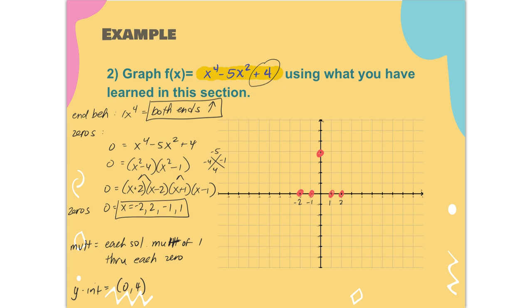So now I'm ready to come up with a close sketch of what this is going to look like. Remember, my ends both go up, and I'm going to go through each point. So I'm going to go through negative 2, turn back up, go through negative 1. At some point, I'm going to hit the y-intercept. I'm going to turn at some point, go through 1, and come back up and go through 2. And notice that I end with both ends up, and it works.